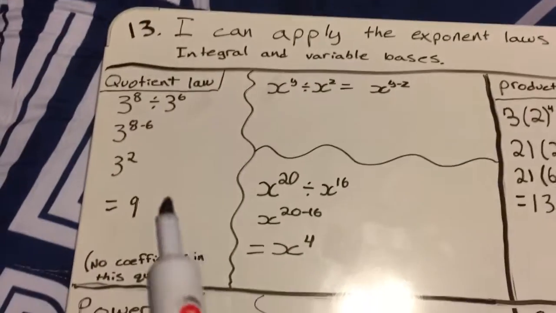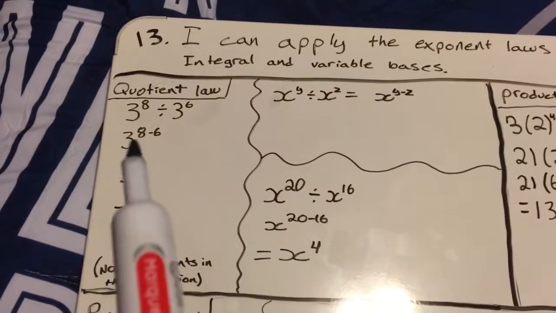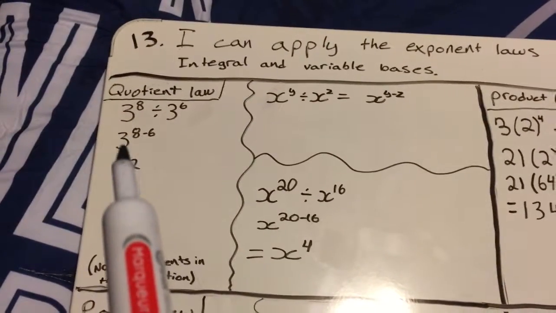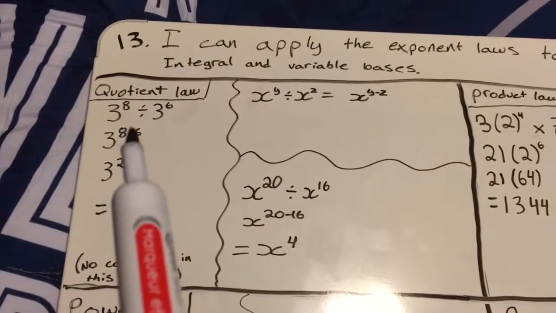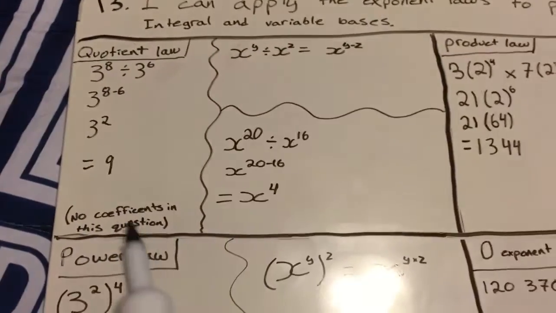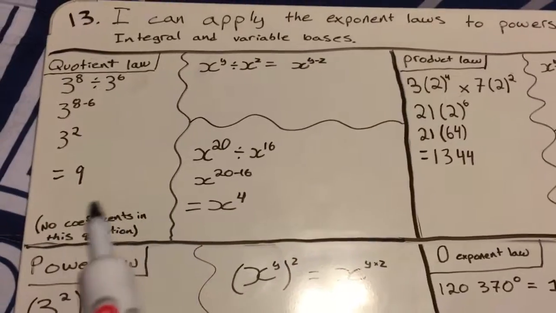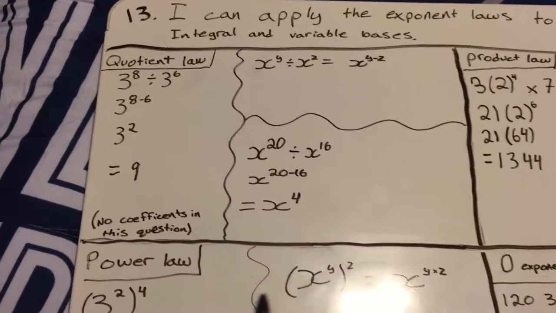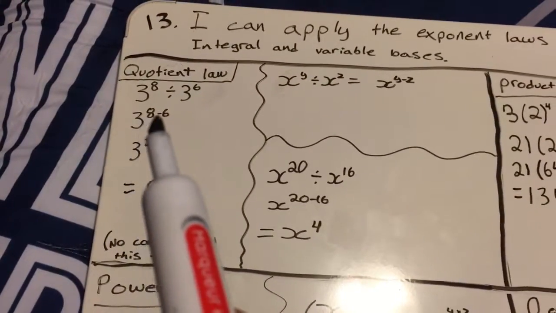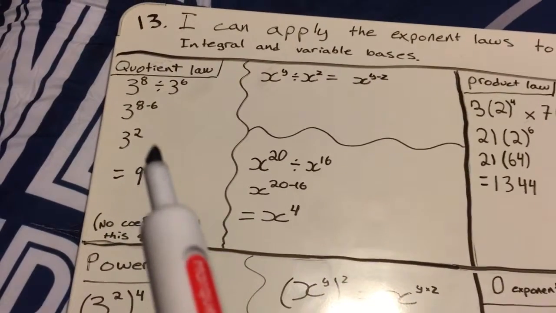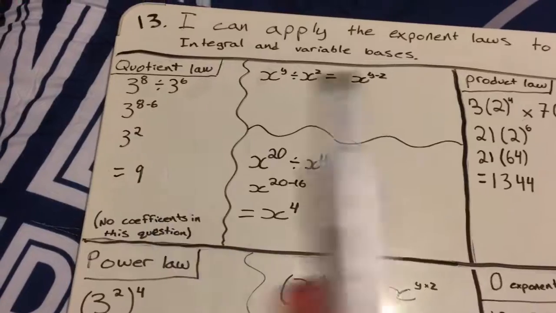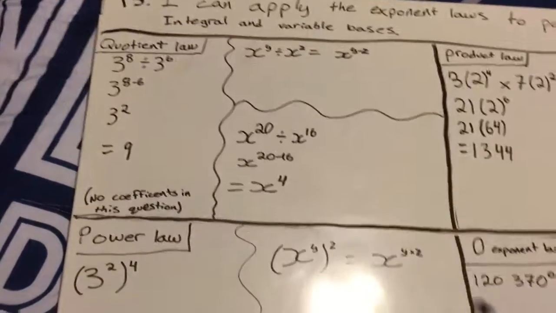So what we do first, according to our quotient law, is we keep the base. So here the base is 3. We subtract the exponents, so 8 minus 6, and we divide the coefficients. But in this question, there are no coefficients, so that is irrelevant. So 3 to the power of 8 minus 6 is equal to 3 to the power of 2. So 8 minus 6 is 2. Then 3 to the power of 2 is 3 times 3, which is 9.